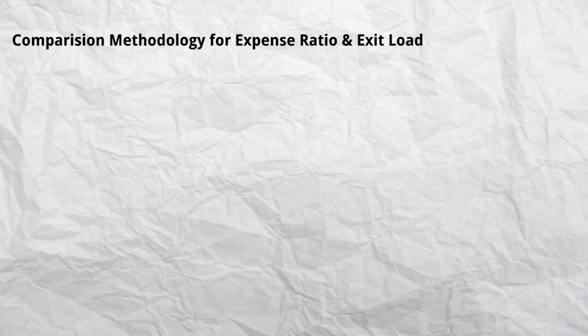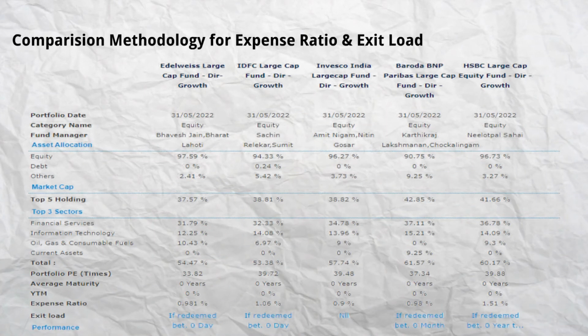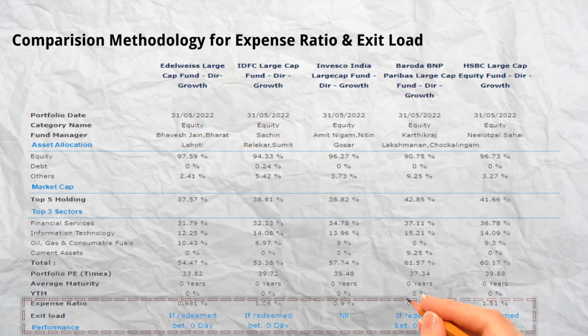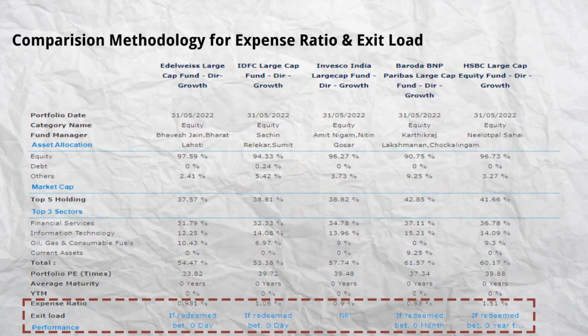We spoke about all the don'ts. Now let's check how we should compare. We should compare similar subcategory funds with various AMCs. This means if we consider a subcategory of equity fund, let's say a large cap fund, we should consider the expense ratio and exit load of large cap funds across various AMCs as shown in the table.